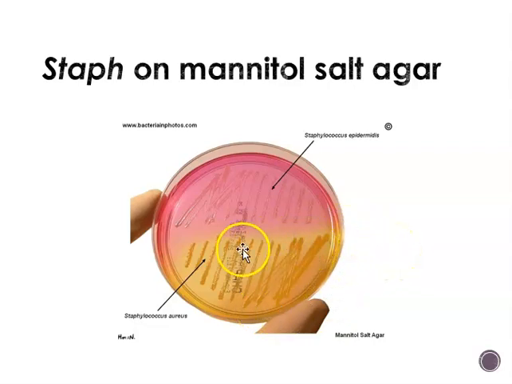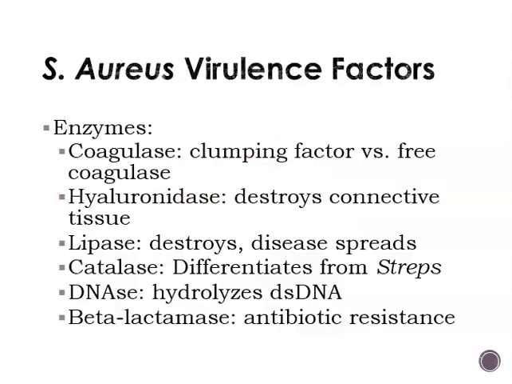And then it is differential, so we can help differentiate Staph aureus from the other species of staph based on mannitol utilization. So Staph aureus utilizes the mannitol in the agar, turns the agar yellow.